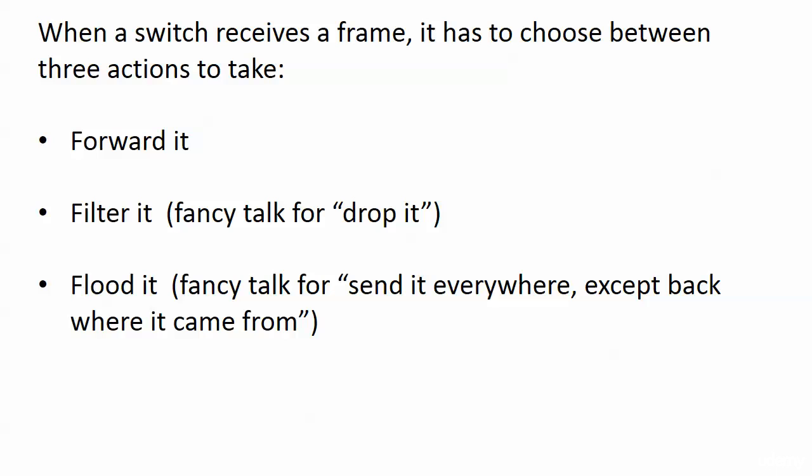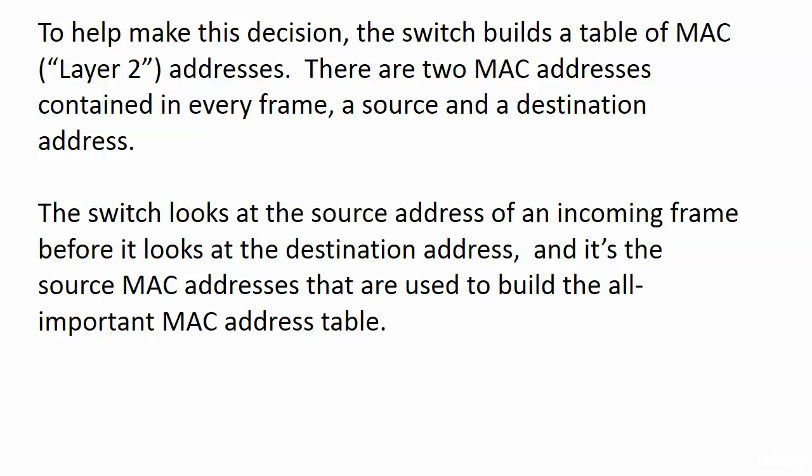When a frame comes in on a switch port, the switch has to choose between three actions: to forward the frame, to filter it, which is fancy talk for dropping it, or to flood it, which is fancy talk for send it everywhere except back where it came from. We're going to see all three of those scenarios here in a walkthrough and then in some labs.